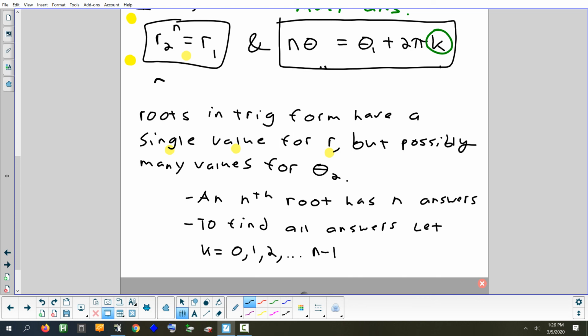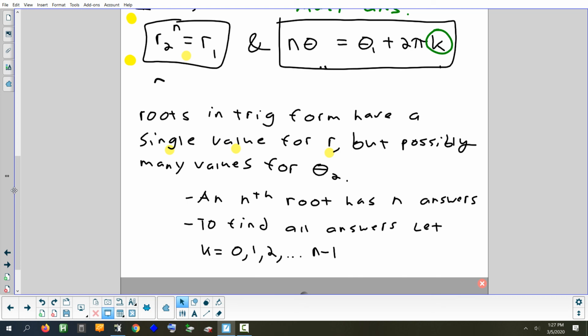So what do I mean? If you were finding a cube root, the numbers you would plug in for k are 0, 1, 2. That's how you'd get 3 answers. If you were doing a fifth root, you would plug in 0, 1, 2, 3, 4. And that's how you'd get your 5 answers, because you're starting at 0.